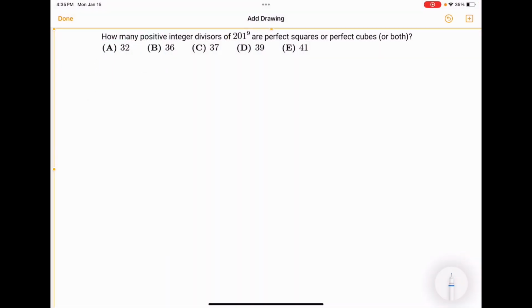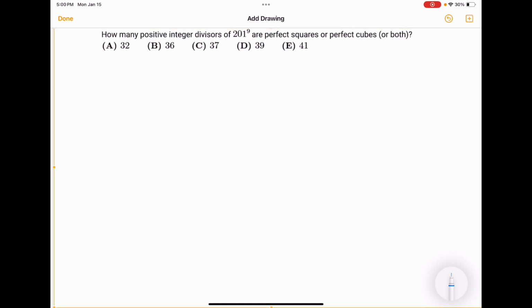The problem states: how many positive integer divisors of 201 to the 9th power are perfect squares or perfect cubes or both? In this problem, we will be needing some factoring rules, and one factoring rule that we'll be needing is a rule that states a to the mth power times b to the mth power equals a times b to the mth power. And so looking back at the question, it states how many positive integer divisors of 201 to the 9th power are there.